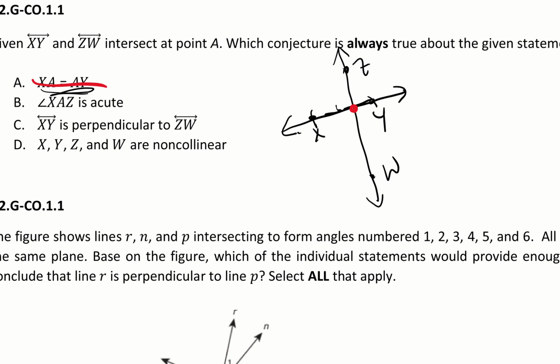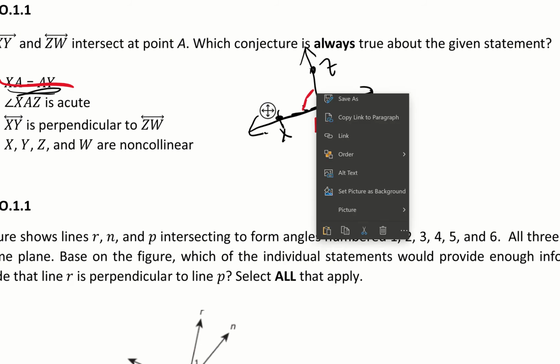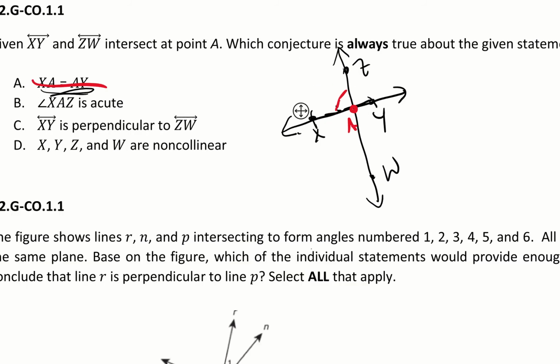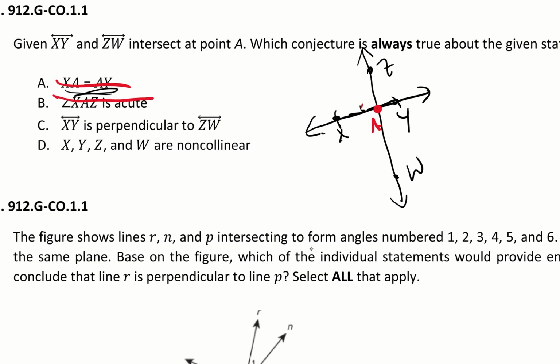Angle XAZ. So this is A. So angle XAZ, is that going to be acute? So is this angle acute? Well, it's not always going to be acute, right? It could be acute if I drew the line like this, and that's an acute angle. But if I drew the line like this, well, then that's an obtuse angle, right? So it's not always going to be true. All right, so definitely not that.